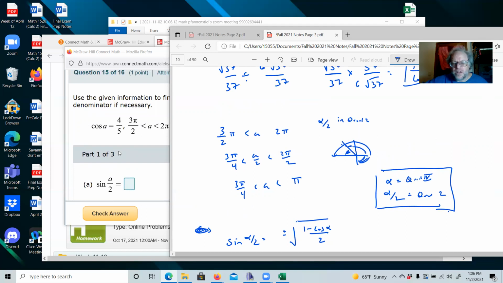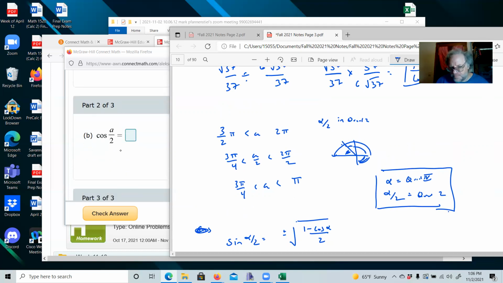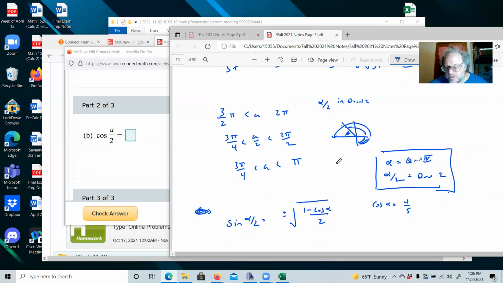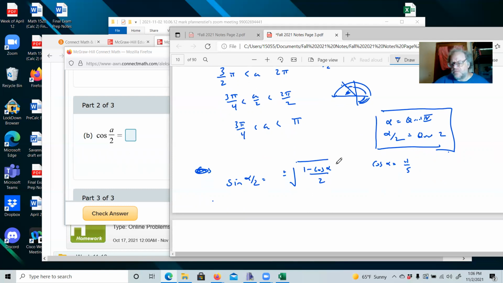Okay, what else do we know about this? We know that cosine of alpha is 4/5. Okay, cosine of alpha is equal to 4/5. Oh, that's a 3, 4, 5 triangle. Thank you, that's nice. Okay, but we're in quadrant 4. So our 3, 4, 5 triangle is here.